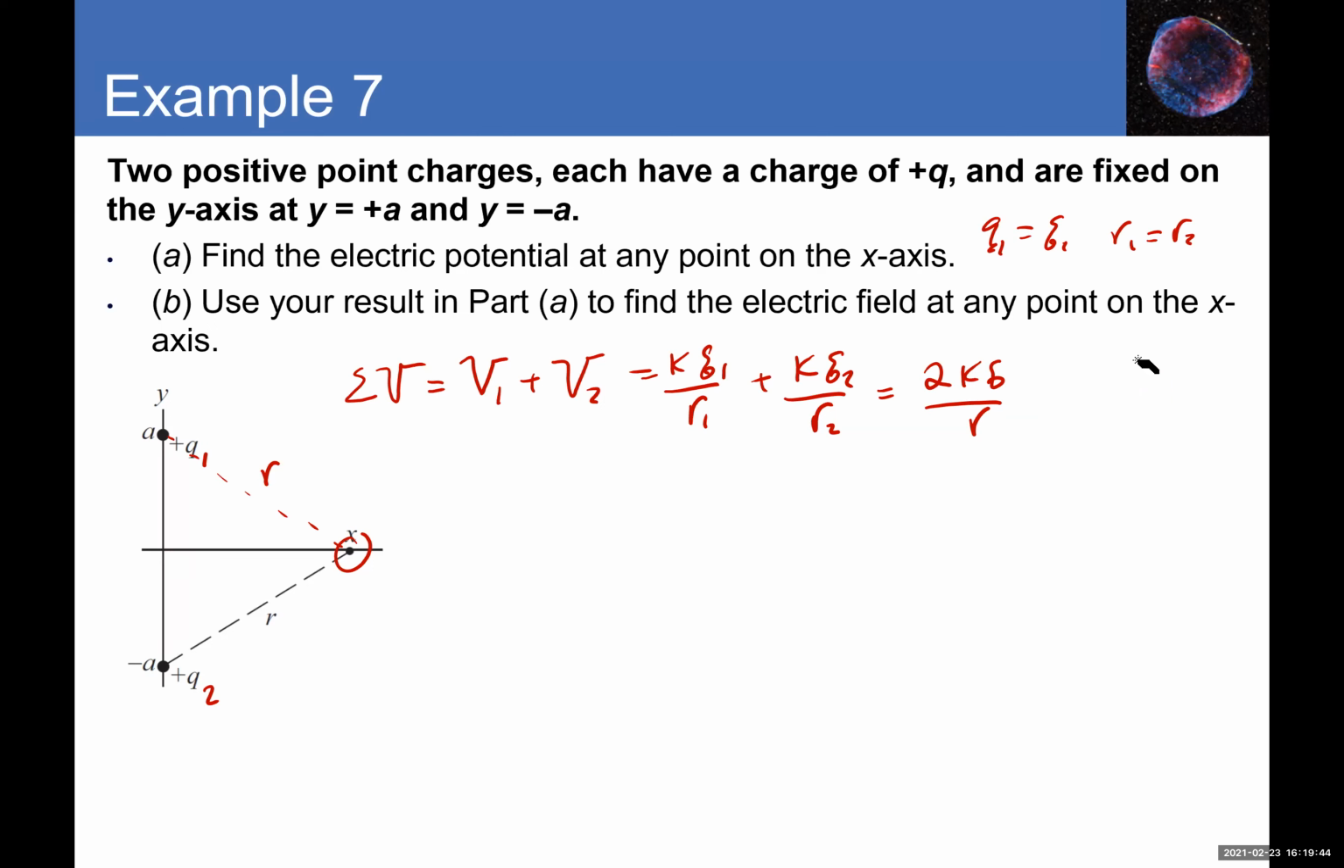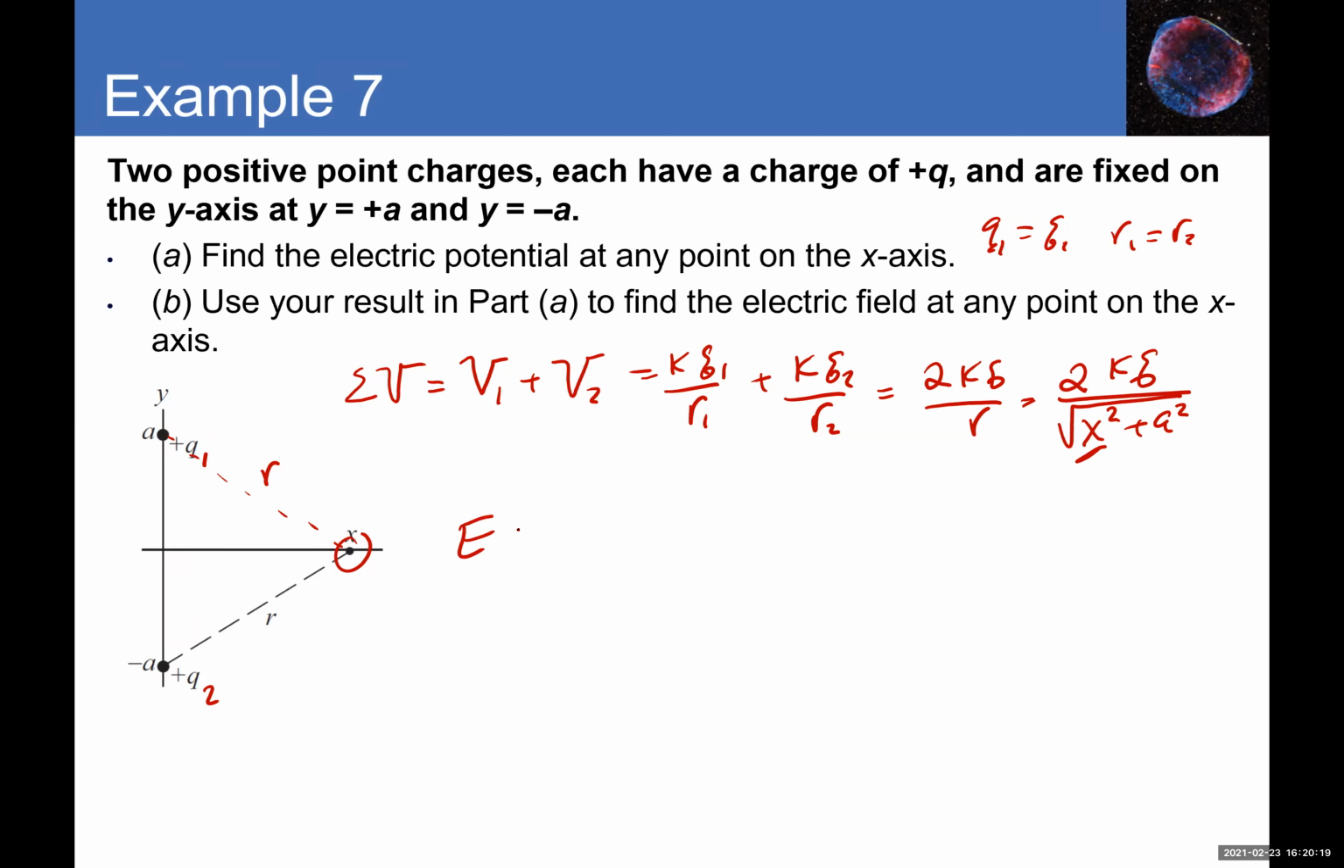Now, what is R? I can represent R as the square root of x squared plus a squared, so the potential is 2kQ over the square root of x squared plus a squared. That's my net potential at that point X. Part B says to use your result from part A to find the electric field at any point on the x-axis. In a way, this x can be anything, 1 meter, 10 meters, and so on. I'm going to get the same expression.